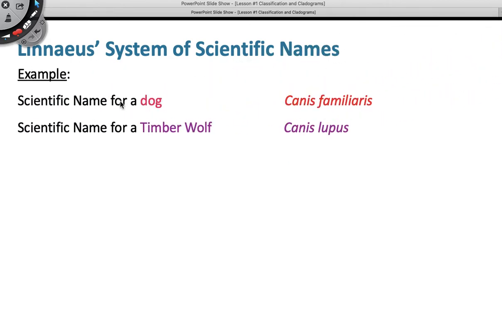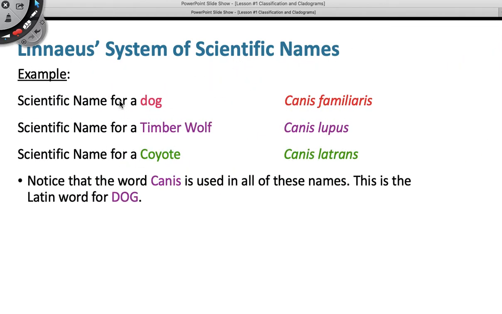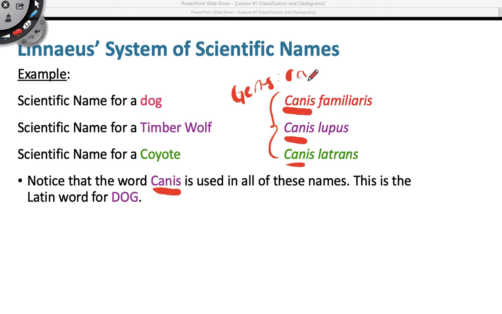So Linnaeus' system of scientific names gave different names to different organisms. For example, a dog would be Canis familiaris, a timber wolf would be Canis lupus, and a coyote would be Canis latrans. Now notice the word Canis is used in all of these names. This is the Latin word for dog. So this tells us that a dog, a timber wolf, and a coyote are all in the same genus, Canis.